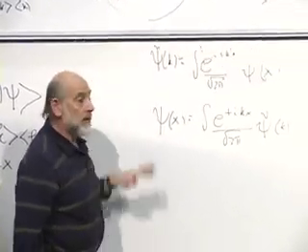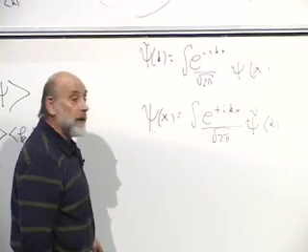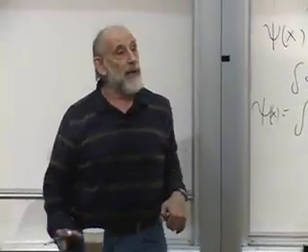Can K have negative values too? Can what have negative values? K. Absolutely. Absolutely. Momentum can be negative. It just means the particle's going in the negative direction.